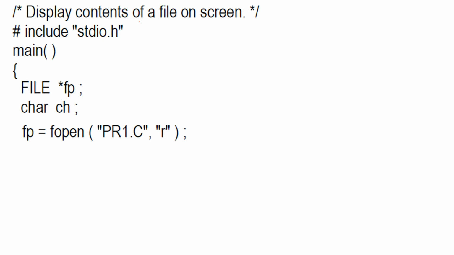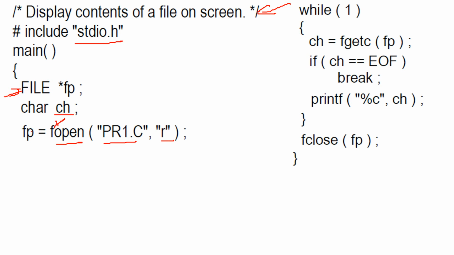We have a program called display contents of a file on the screen, and this includes stdio.h. This is very important because what we are using here is defined in stdio.h. We have a character variable. This is fopen, which means file open. So we use this fopen. This is the name of the file we want to open, and this is the mode in which we want to open it. When this is done, it returns a pointer to fp. So fp is a pointer.